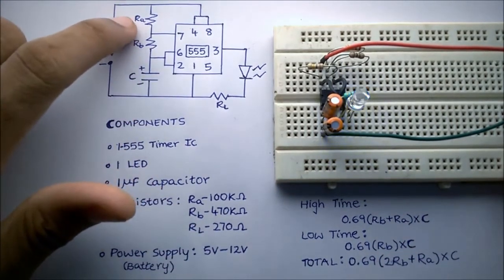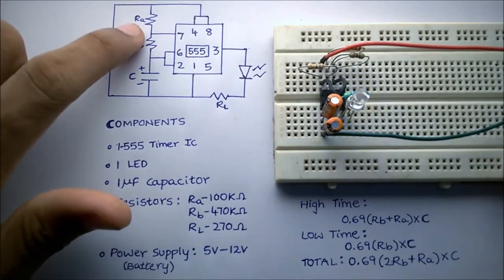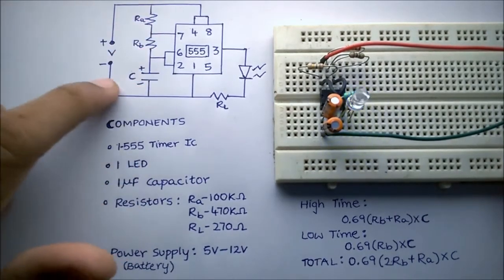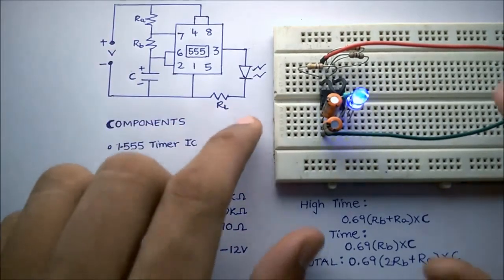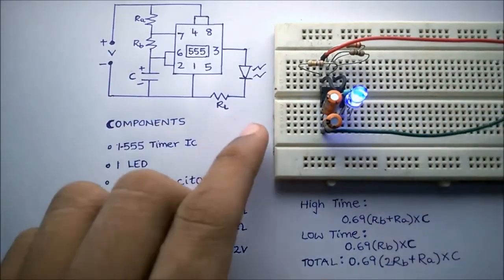And the same with RA. If I reduce the value of RA, the capacitor gets charged very quickly, and so the flashing rate increases.